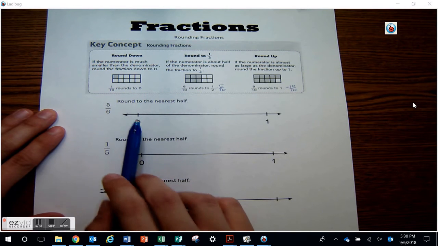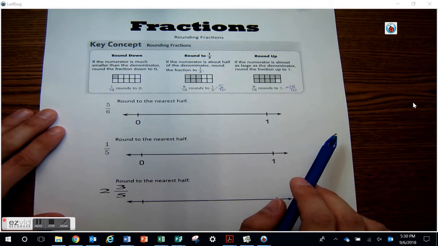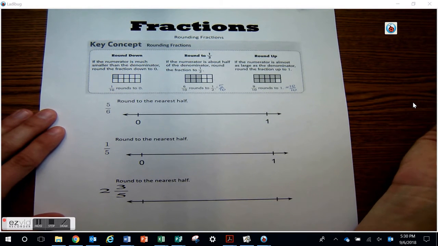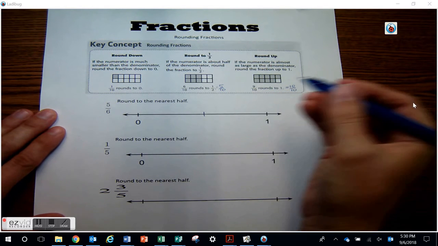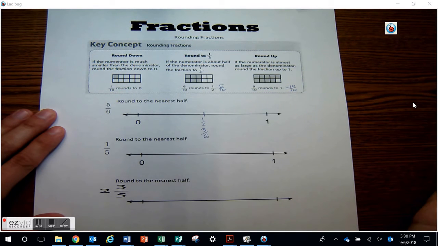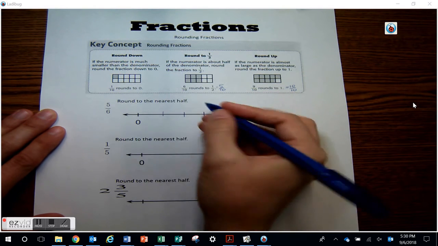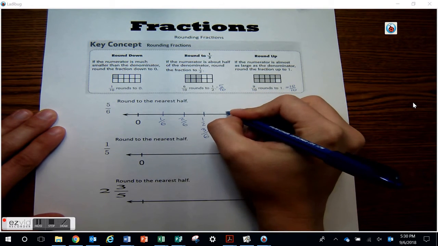Let's go ahead and do some problems. Round to the nearest half. We're going to round 5/6. Here I have a number line that starts at 0 and ends at 1. We want to break this apart into how many pieces? You guessed it, 6 pieces to be able to plot our 5/6. It's not going to be perfect, but I'll try my best. I'm going to call that my half, which is also the same as 3/6.